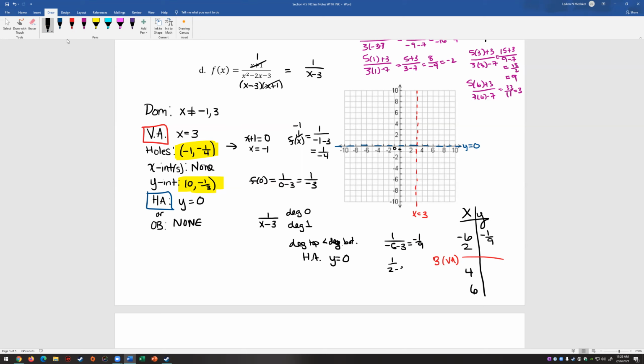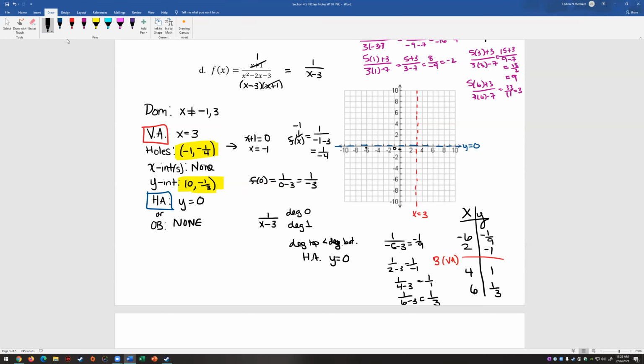1 over 2 minus 3 is 1 over -1, or -1. 1 over 4 minus 3 is 1 over 1, which is just 1. And 1 over 6 minus 3 is +1/3. So let's plot what we've found.